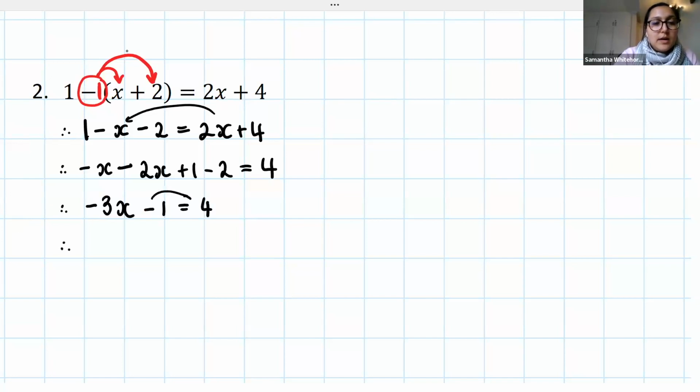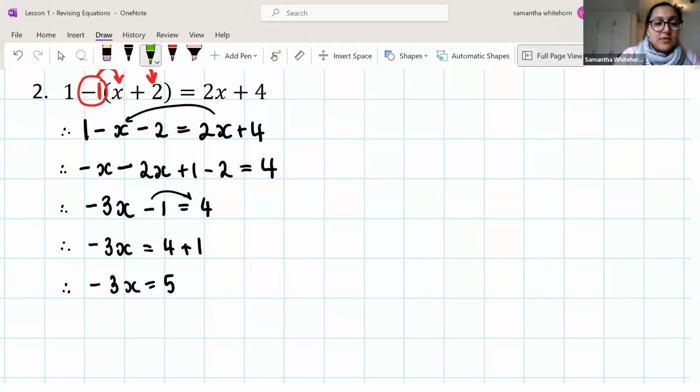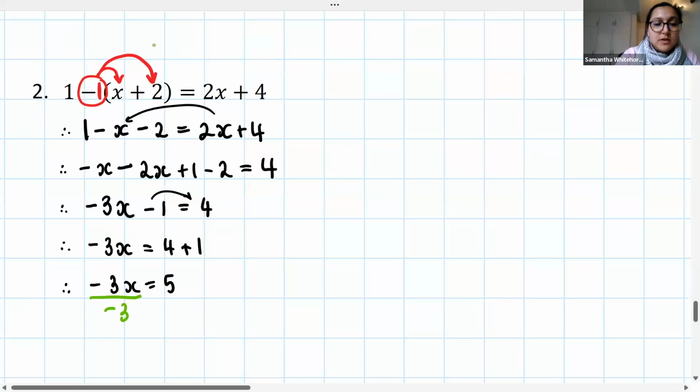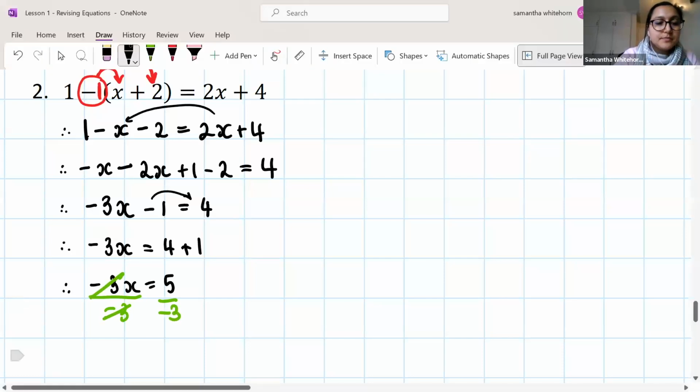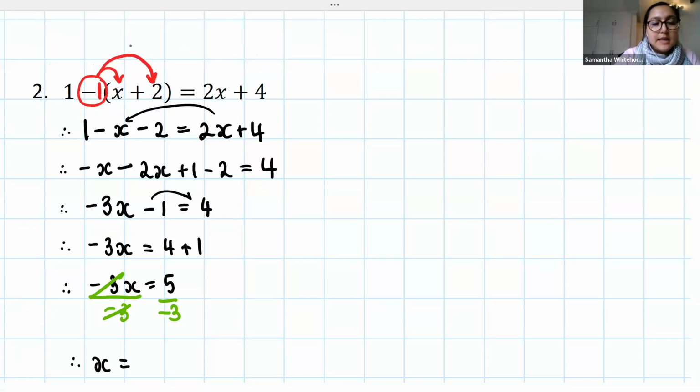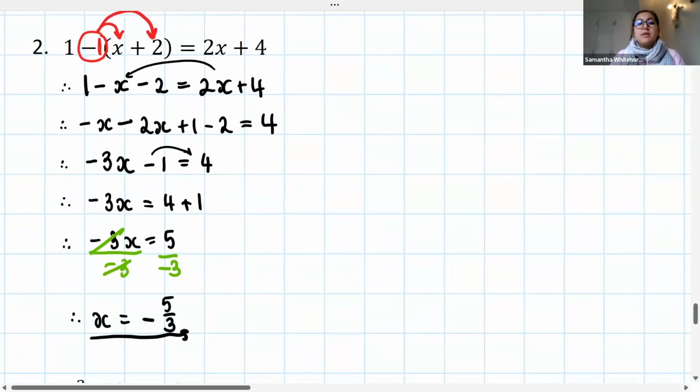So the 1, or negative 1 rather, now needs to move over to the right. So it's going to become positive 1. So negative 3x equals 4 plus 1. And we all know that 4 plus 1 is 5. And now, guys, remember, I don't want negative 3x. I just want x. So I need to divide by negative 3 on both sides in order to get that x alone. And so what we end up with, x is equal to, now positive 5 divided by negative 3 is a negative 5 over 3. So our answer there should have been a fraction.